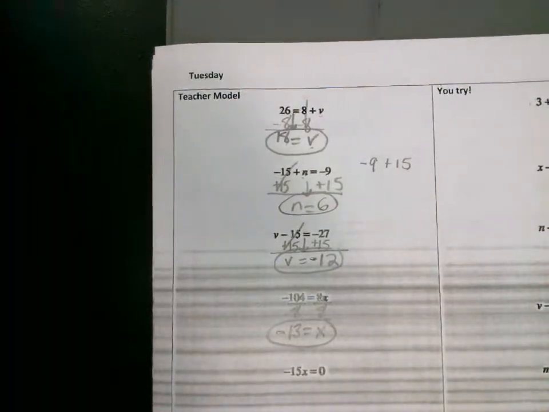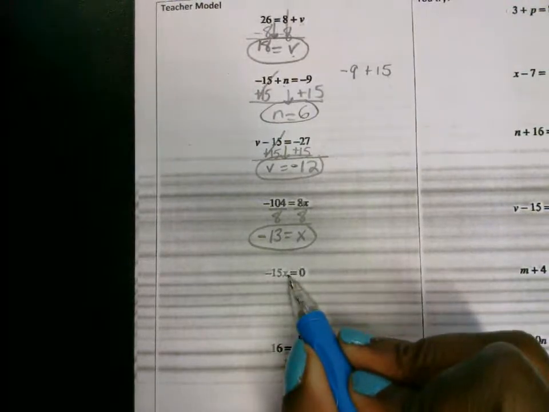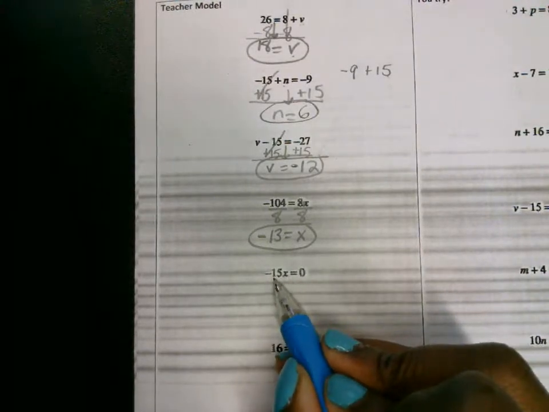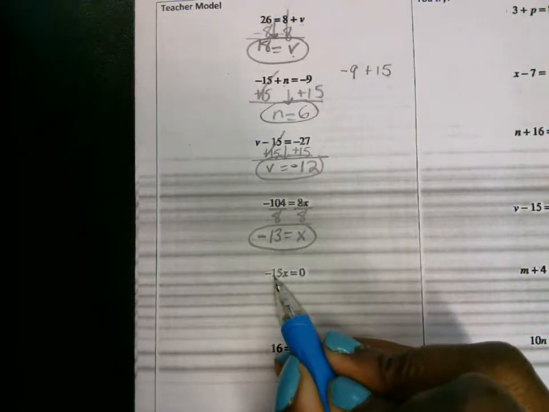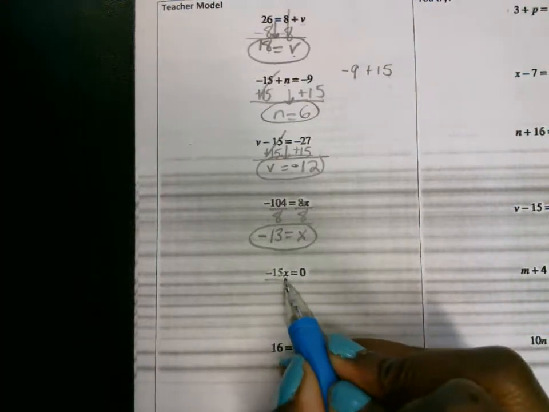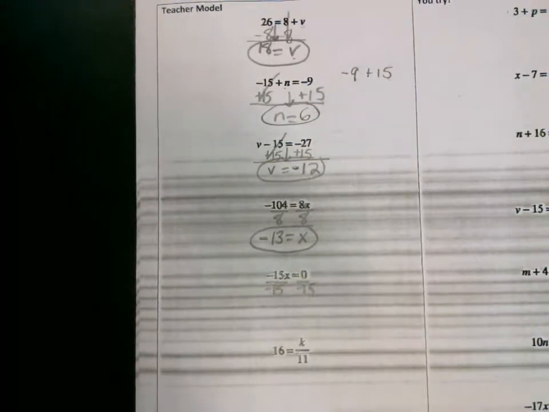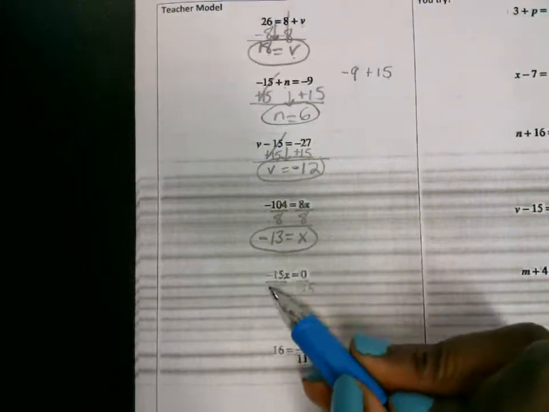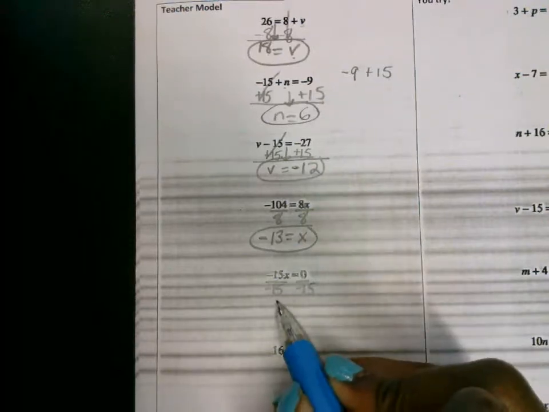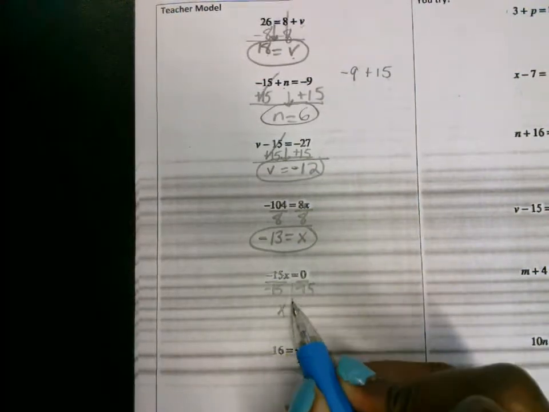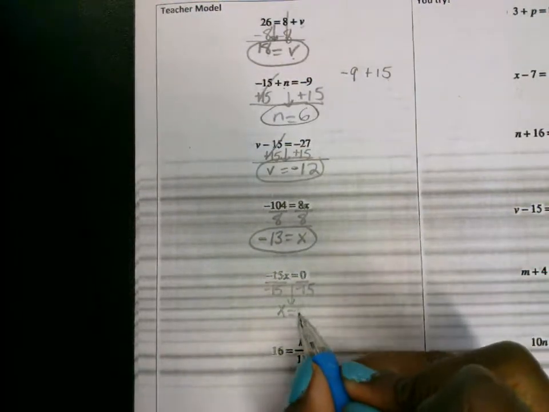Okay, we're going to do the same thing for the next one. In order to get x by itself, the operation that's automatically between a number and a variable is multiplication. The opposite of multiplication is division. So you're going to divide by negative 15 to move the negative 15. A negative divided by a negative gives me a positive. 15 goes into 15 one time, so this is 1x or just x. 0 divided by any number is going to equal 0.